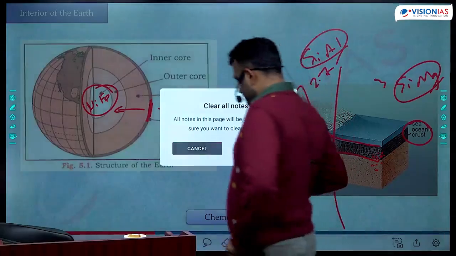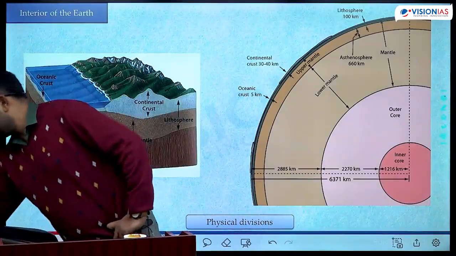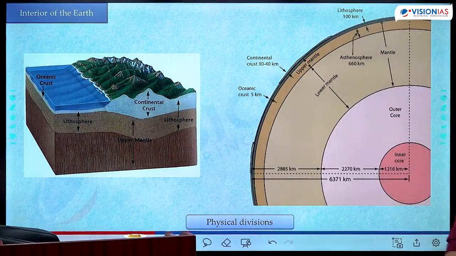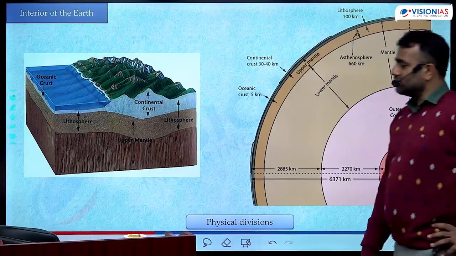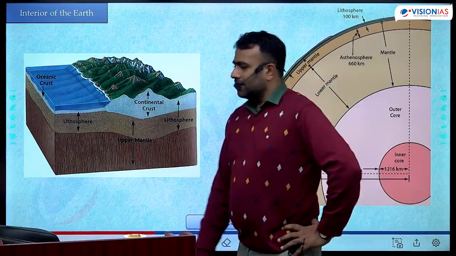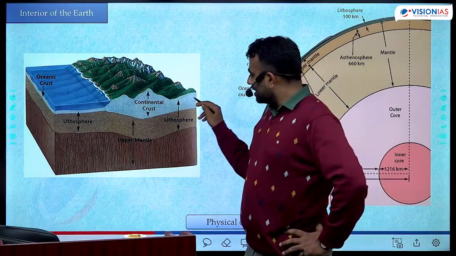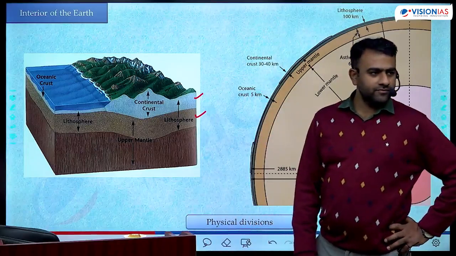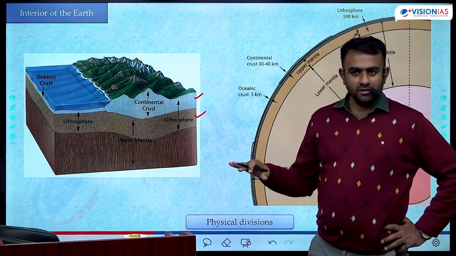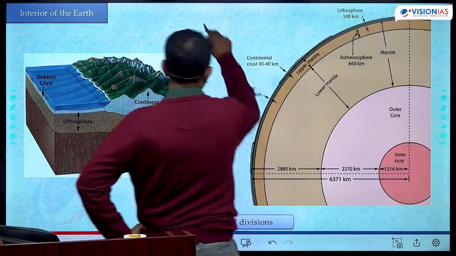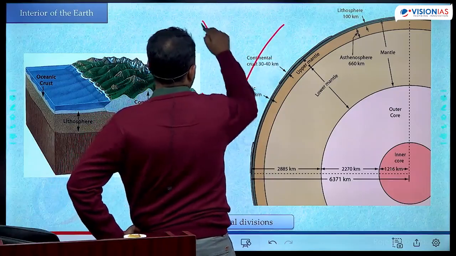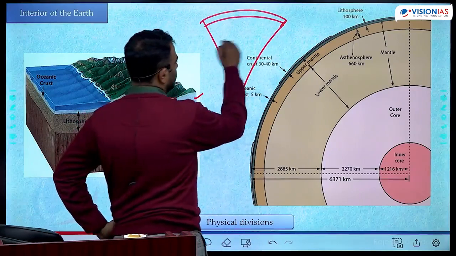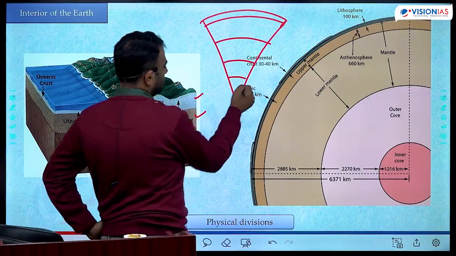Okay, this is chemical divisions. Physical divisions: lithosphere, asthenosphere, mesosphere, barysphere. This is physical divisions. What is lithosphere? Lithosphere includes the crust and the upper part of upper mantle. We have upper mantle, lower mantle. Okay, so if you want to divide, this is crust, this is upper mantle, this is lower mantle, this is outer core, inner core. Is that right?